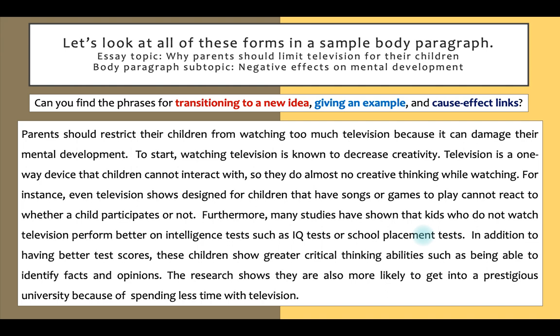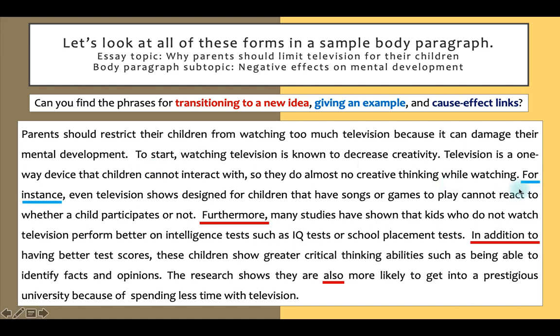Okay, so there are 3 phrases in there for transitioning to a new idea. We have furthermore, we have in addition to, and because of. The "to" means that we need a phrase after it, in addition to having better test scores. For the furthermore, we have the comma right after it. And we have an "also." We also have a transition signal here, to start, which is showing that we are starting our first idea.